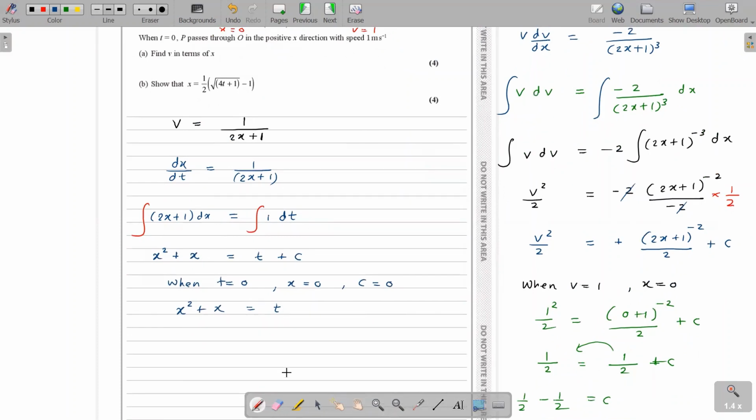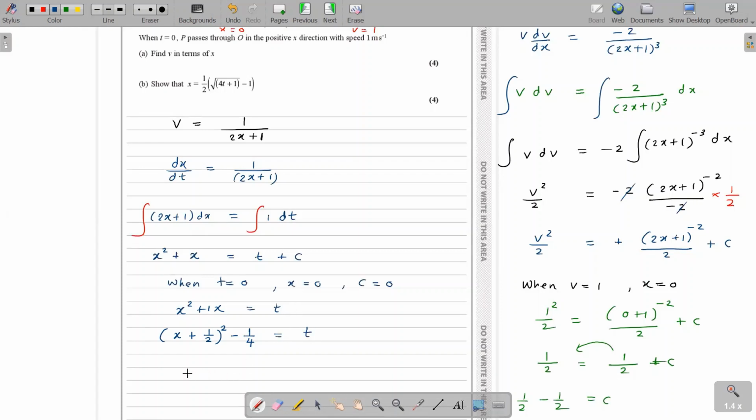How do we make x the subject here? You can see you have a quadratic equation in x, right? If you want to make x the subject in a quadratic equation, what's the only technique that we have to do? We have to complete the square. So complete the square here. Instead of x squared plus x, we write x plus half, the half of the coefficient, to the power 2, minus the square of half, which is 1 over 4. So this is the completing the square, something you learn in P1, equal to t.